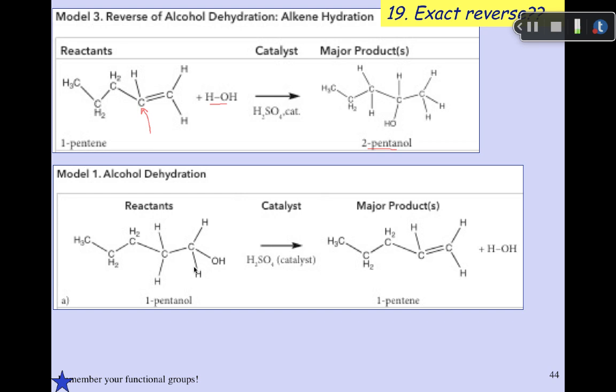But if you took 1-pentanol, you don't necessarily get the same reverse reaction. So these aren't exactly the reverse of one another because you have 2-pentanol produced from the hydration and 1-pentanol from the dehydration resulting in 1-pentene. So you have two different alcohols connected to the alkene in this example. Not quite the same, similar, but not quite the same.